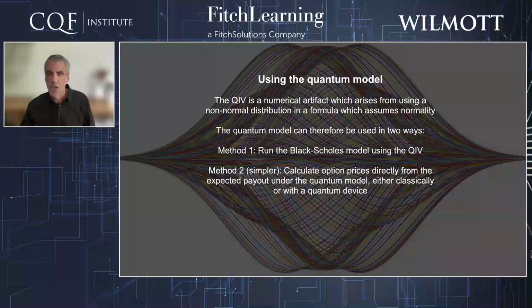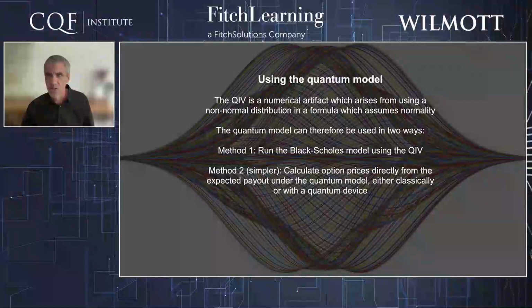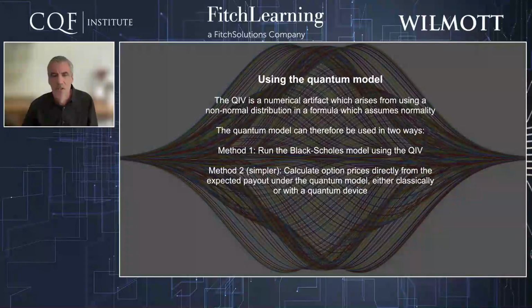So the quantum model can therefore be used in two ways. The first is to run the Black-Scholes model using quantum implied volatility, like here. But really a simpler method is to bypass Black-Scholes altogether, forget about implied volatility, and calculate option prices directly from the expected payout under the quantum model, either classically or with a quantum device.